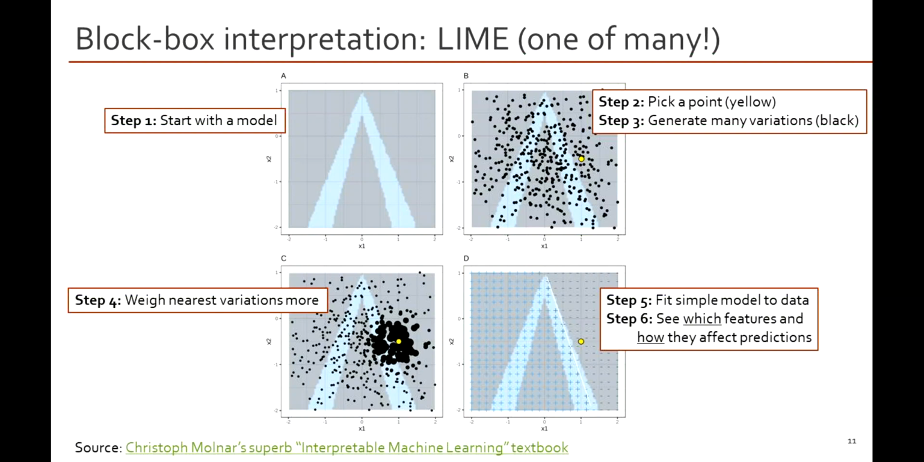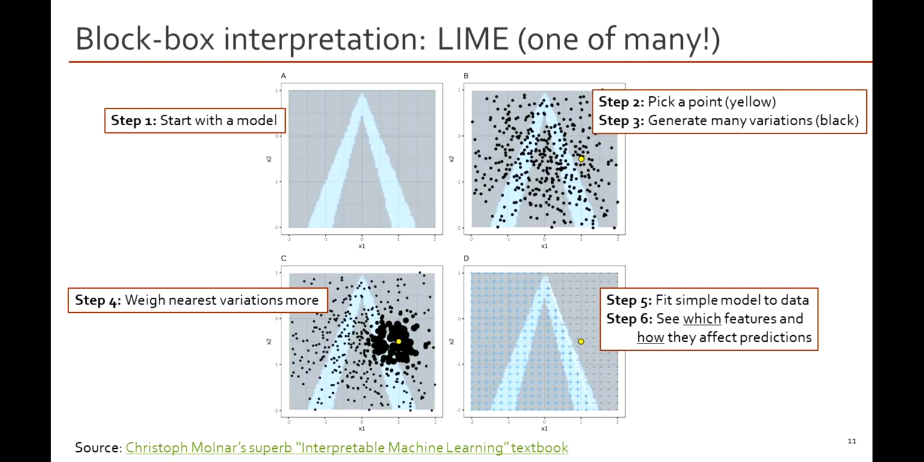In this picture, I'll note that I pulled it from a really wonderful web textbook called Interpretable Machine Learning that goes into many of these techniques. But we'll just describe LIME for now because it gives a very exemplar case of how one can do this. So here, imagine I start with a model like the picture on the left, where I'm distinguishing between these gray and blue classes.